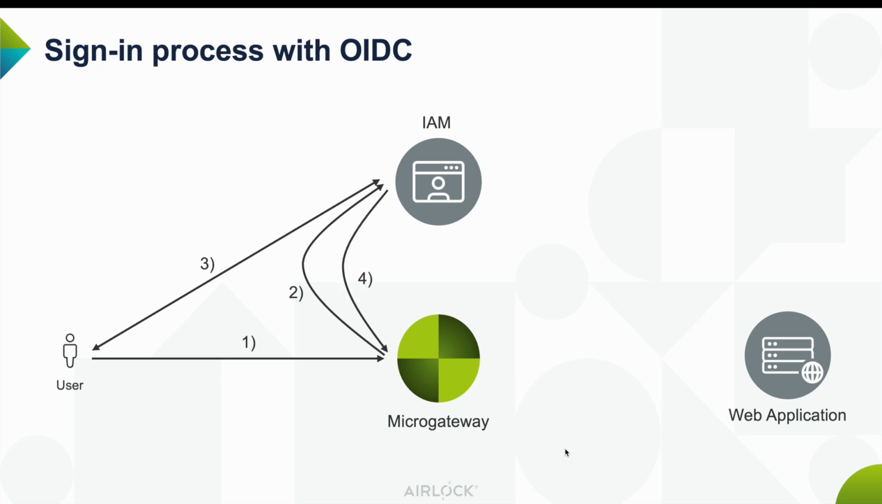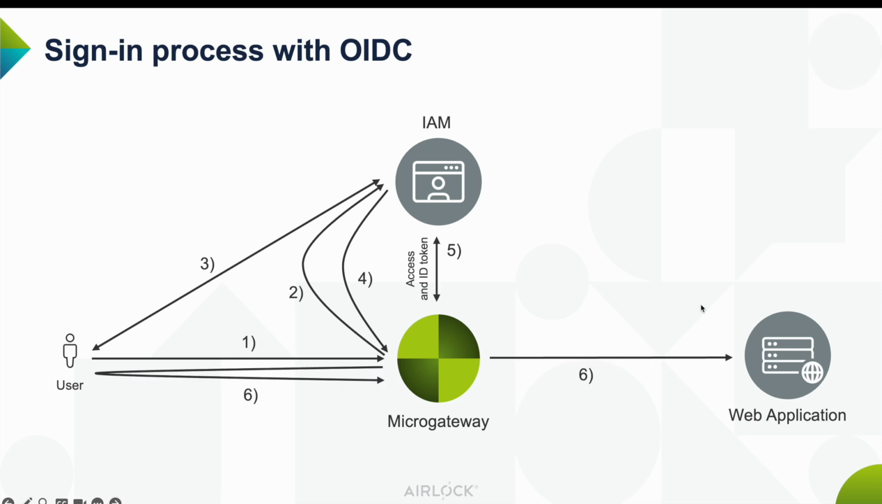After successful authentication, the user is forwarded to a so-called callback URL of the Microgateway. The Microgateway receives an access code with the callback request and uses it to get an access and ID token from the IAM. Afterwards, the access control policy is applied. If the user is authorized to access the web application, he is redirected to the original URL he entered. The request is then filtered and forwarded to the web application.